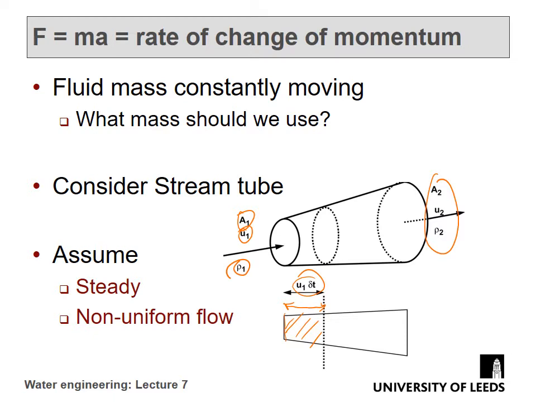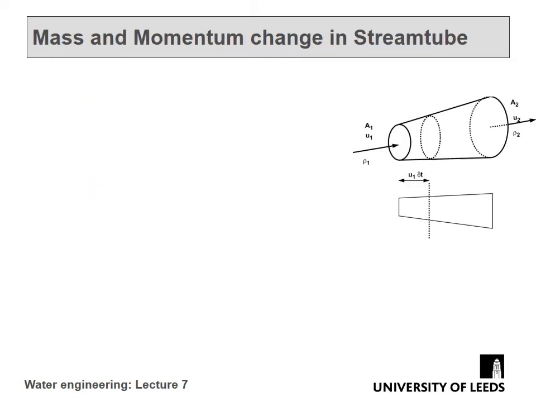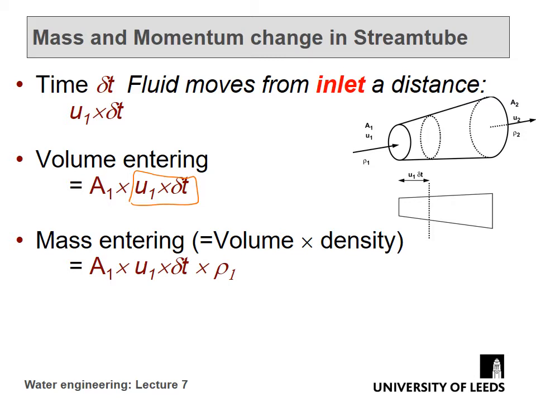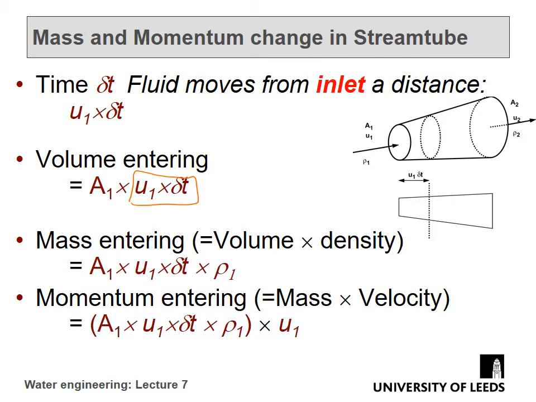So we'll assume steady, non-uniform. Non-uniform means it is changing with space. So in time delta t, we've got this much fluid moving, fluid moving that distance. Multiply it by A, we get the volume. Multiply the volume by the density, we get the mass. Multiply that mass by the velocity, we get the momentum. This is in terms of what's going in, so we've got the subscript 1, the momentum going in.